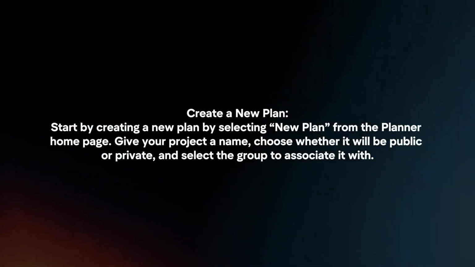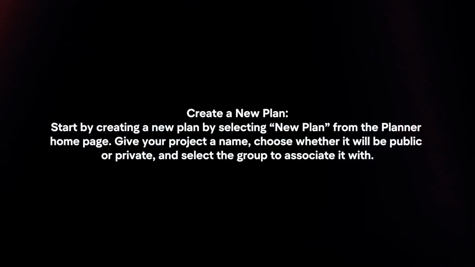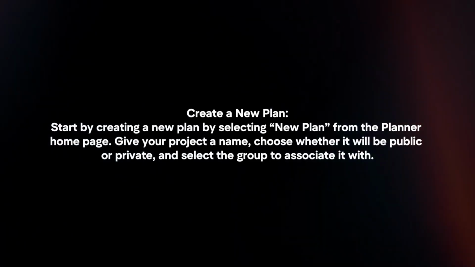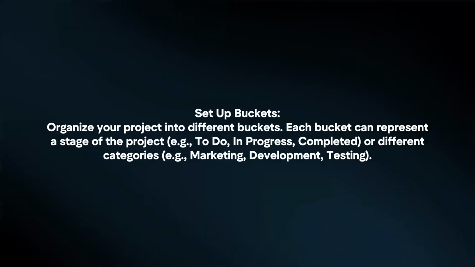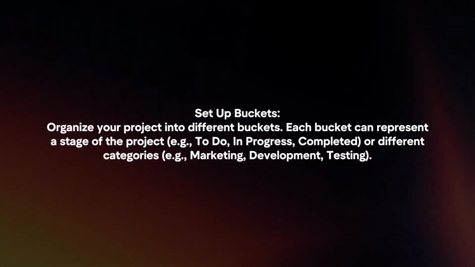Create a new plan. Start by creating a new plan by selecting New Plan from the Planner homepage. Give your project a name, choose whether it will be public or private, and select the group to associate it with. Set up buckets. Organize your project into different buckets. Each bucket can represent a stage of the project or different categories.